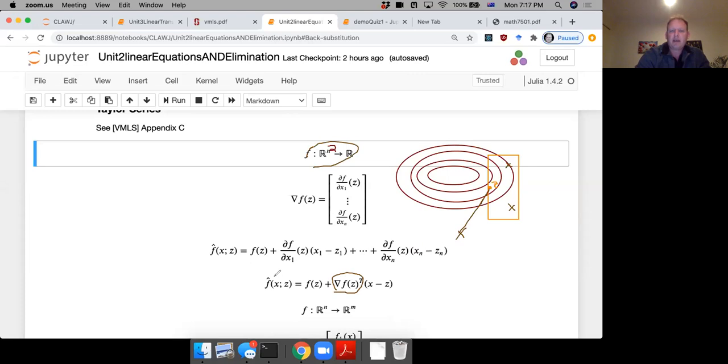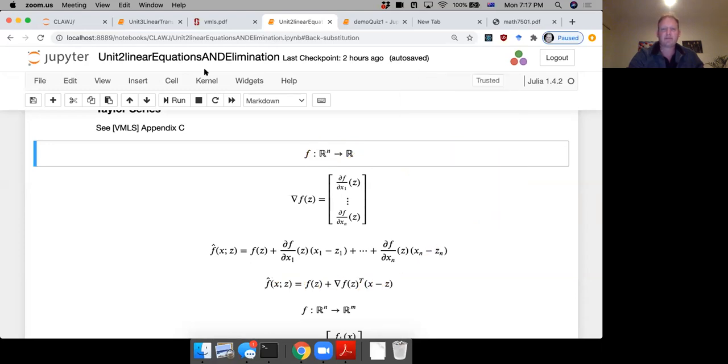Now, what if x was z? When is my approximation most exact? The approximation is perfect when x equals z, because then I just have f of z, because this thing is then 0. Okay, sorry, I've done too much drawing on this. So that's the Taylor series approximation to a function, the first order approximation to a function.